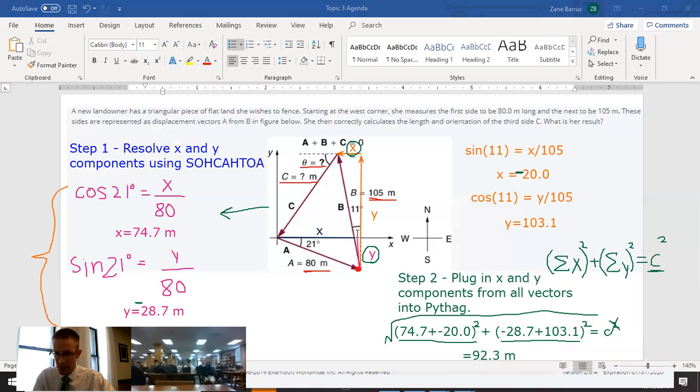Okay? Now, it's always a good idea at the very end of a problem to verify that your answer makes sense and is reasonable. So look at the original drawing. Could that vector C reasonably be about 92.3 meters? What do you guys think? Sure. Yeah. I mean, our first one was 80. This vector C is a little bit longer than that. Our second vector was 105. Our vector C is a little bit shorter than that. This totally makes sense. This could be 92.3. So that's an answer that I'm happy with.